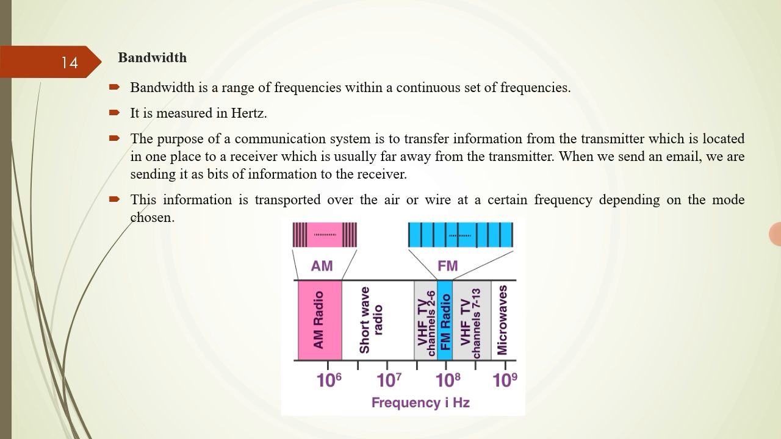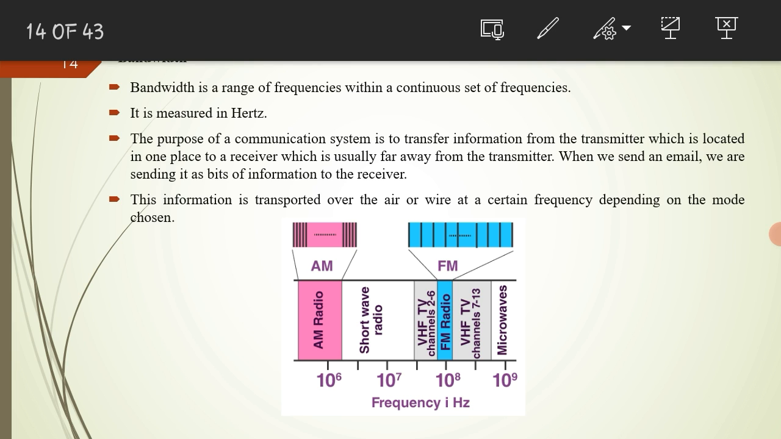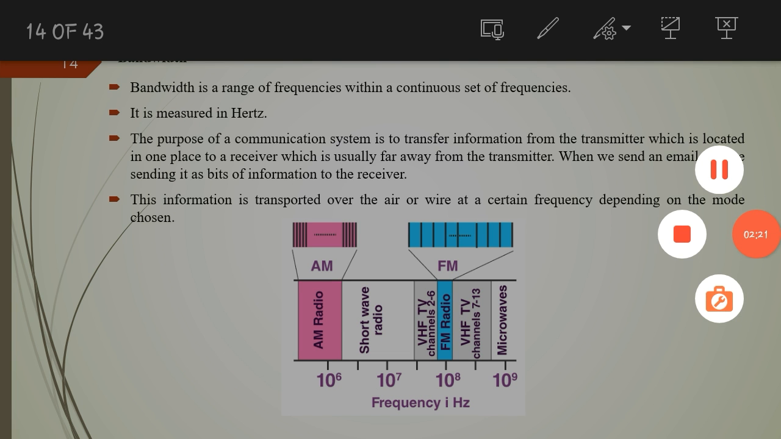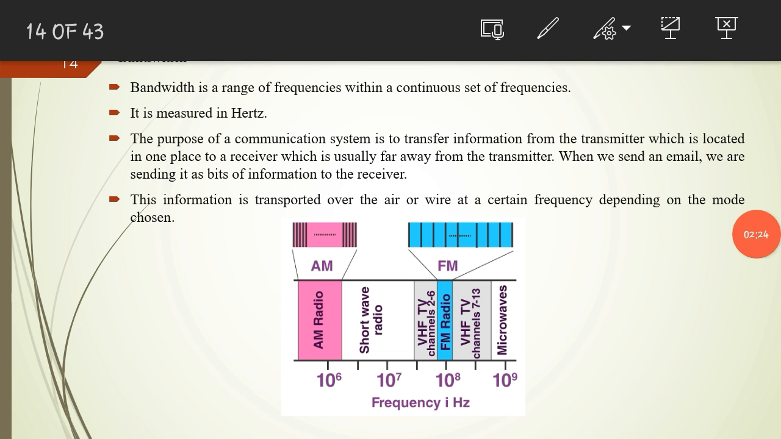So next one is about the bandwidth. We know bandwidth contains a continuous set of frequencies, right? So it can be measured in terms of hertz. So we define bandwidth as upper cutoff frequency minus lower cutoff frequency, because it contains a set of frequencies, right? So here the purpose of communication is to transfer information from the transmitter, which is located at one place, to a receiver which is usually far away from the transmitter. So we can send an email, we can WhatsApp it, whatever the purpose of communication may be.